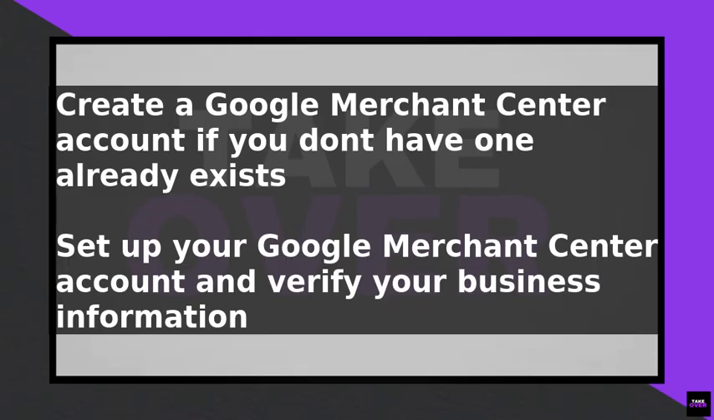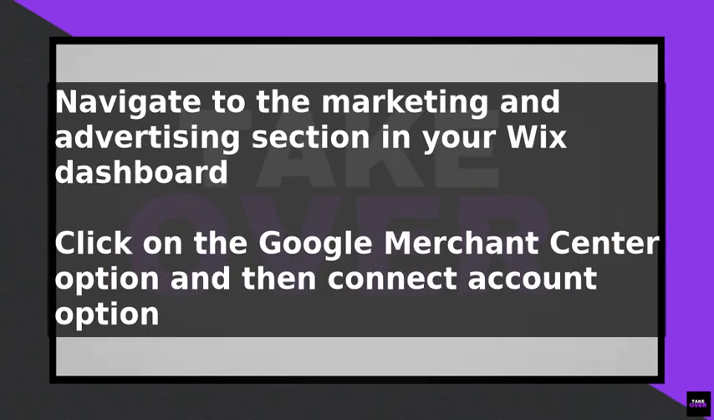Once your account is set up, go to your Wix dashboard and navigate to the Marketing and Advertising section. Click on the Google Merchant Center option and then click Connect Account. You will be redirected to the Google Merchant Center website where you will need to authorize Wix to access your account. Once authorized, you will be redirected back to your Wix dashboard.